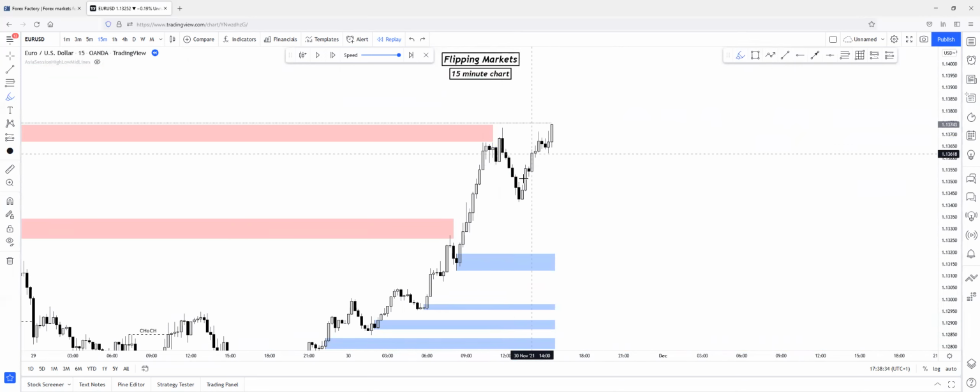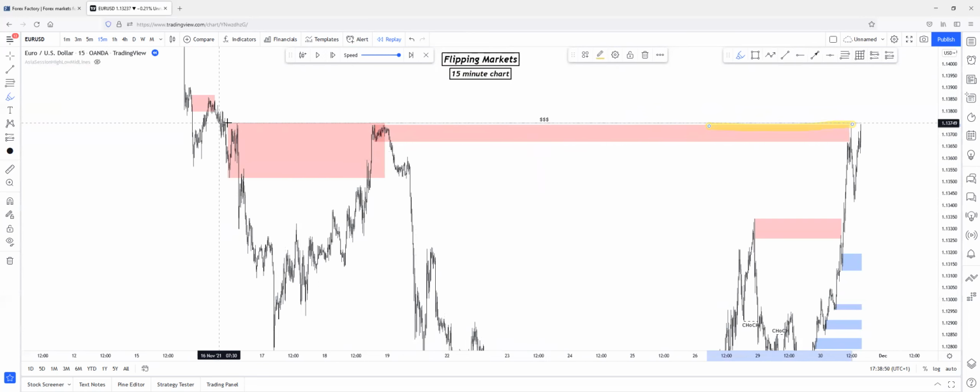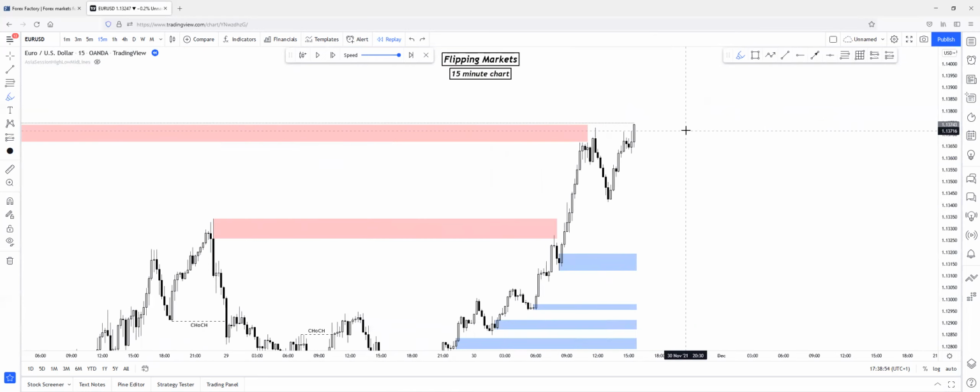And after the false change of character, it's coming back up to collect more orders on this zone, because just imagine how many sellers are opening positions on this wick because they thought that this is a change of character on this 15-minute chart, but they didn't notice the 4-hour liquidity line from above this supply zone, right? So the market is just collecting more liquidity to be swept.